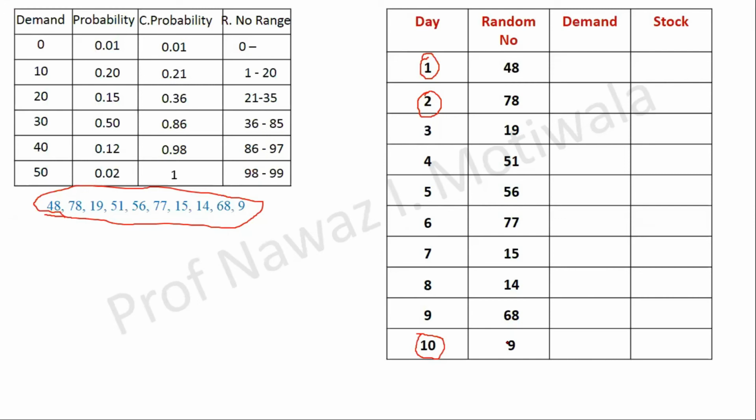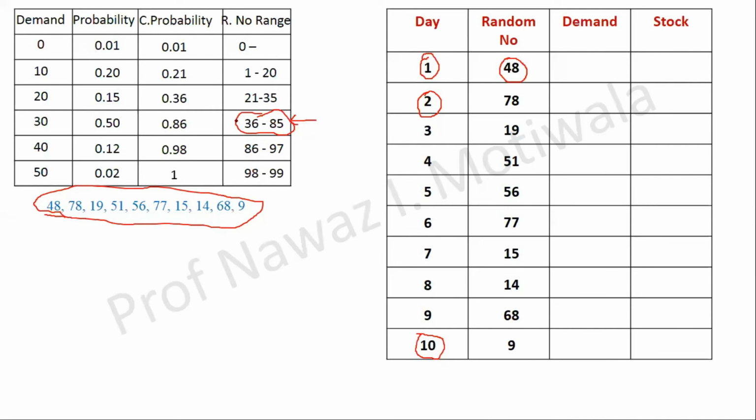Now this is the important step, how to fill this. You can see that the random number here is coming out to be 48. Now what you need to do is check this 48 in the random number range which we have already found out. In this column you can see that 48 lies in this particular range, that is 36 to 85. This 48 random number lies in this range of random numbers, from 36 to 85.